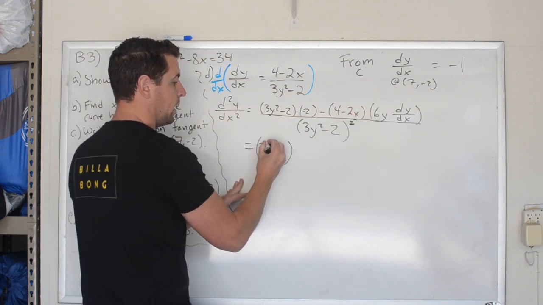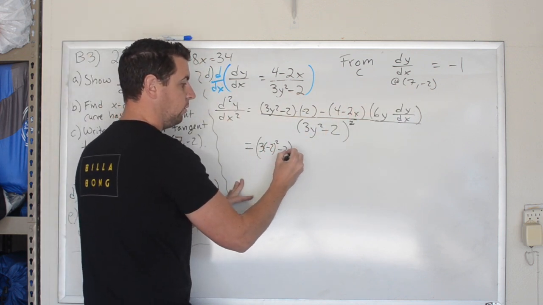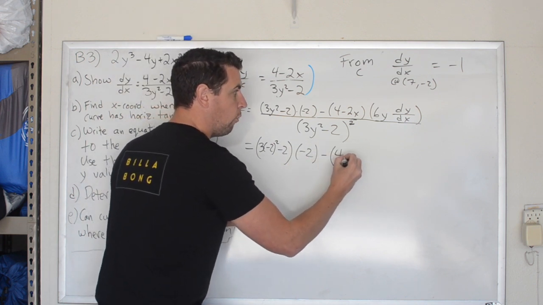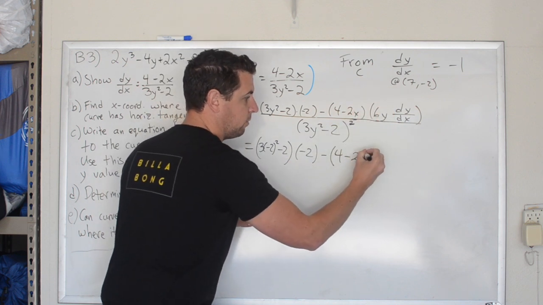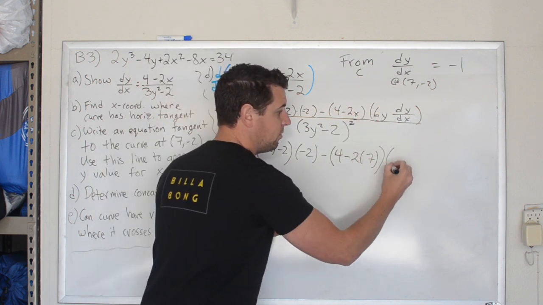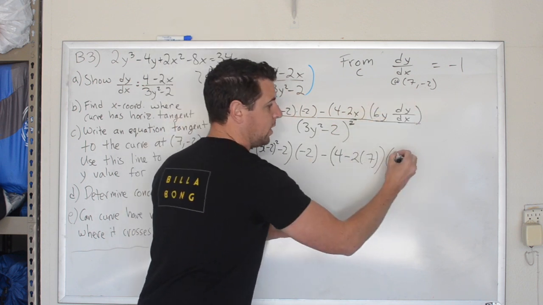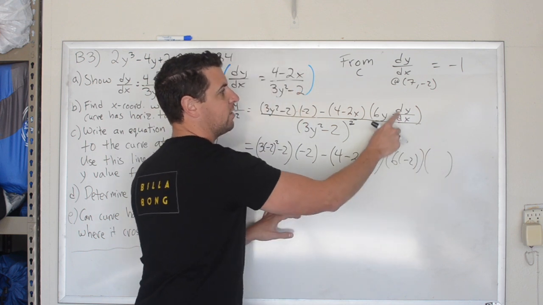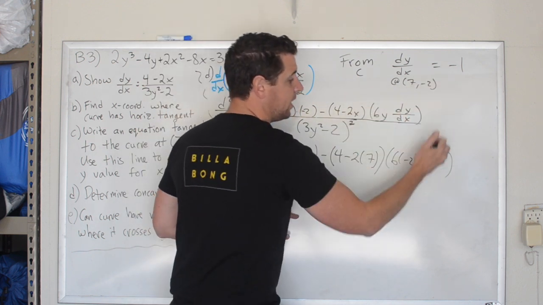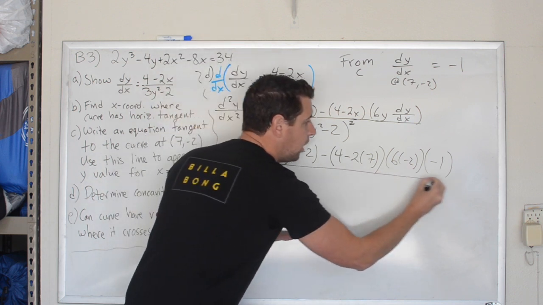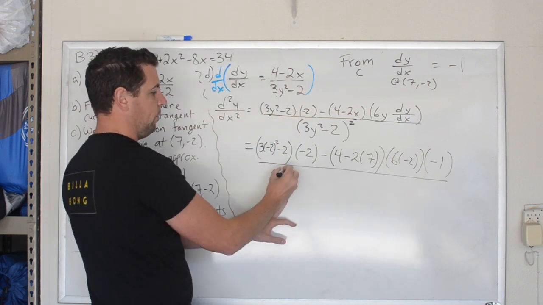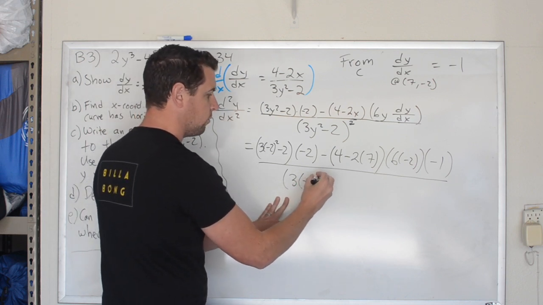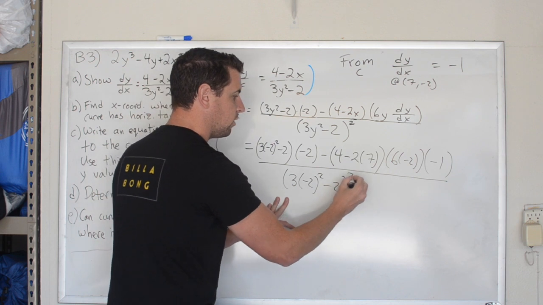So I got 3 times (-2) squared minus 2, times, minus parentheses, 4 minus 2x, so my x value being 7, times 6y, my y value being -2, times dy/dx. Remember, dy/dx at (7, -2) from part C is -1. All over 3 times my y value, -2, squared, minus 2, all that squared.